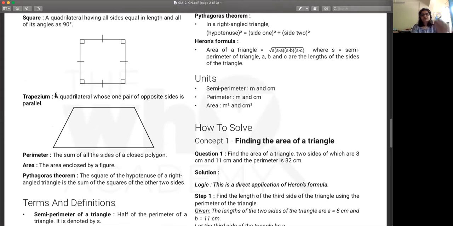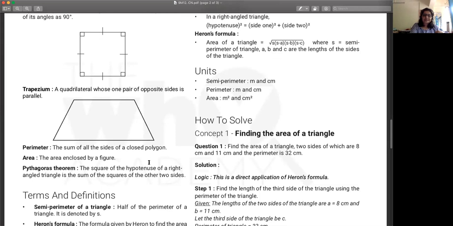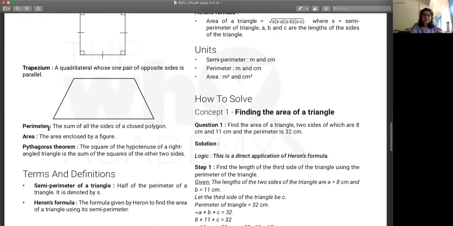So what type of shape is a trapezium? It's a quadrilateral with one pair of opposite sides parallel. So one pair is parallel and the other pair is not parallel. If the other pair also becomes parallel, then it becomes something else, a parallelogram. Yeah, parallelogram.